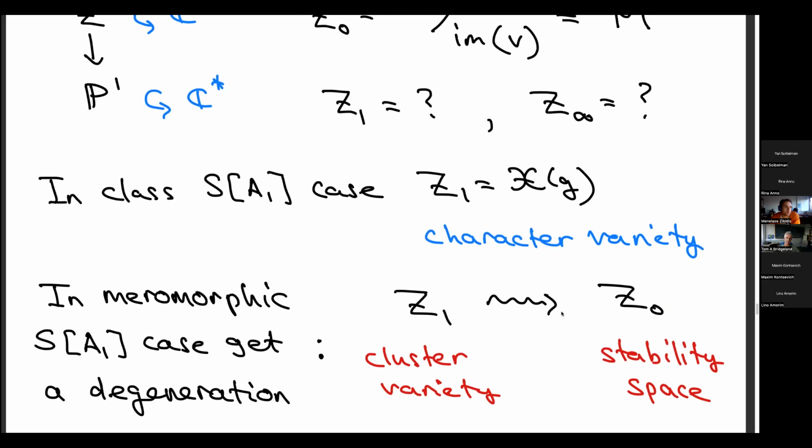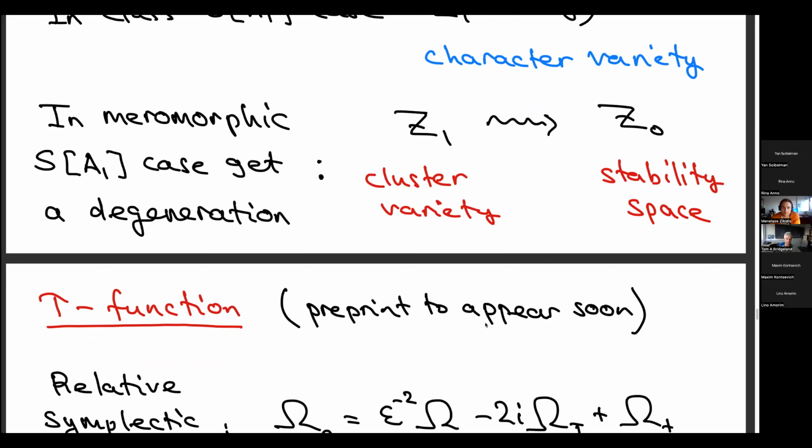Okay, and then to finish, let me talk about this thing called the tau function, which I'm writing a paper on just now, so there'll be a preprint appearing soon. It's again a piece of slightly experimental mathematics. So the idea is that using one of these Joyce structures, you should define a function, a tau function.